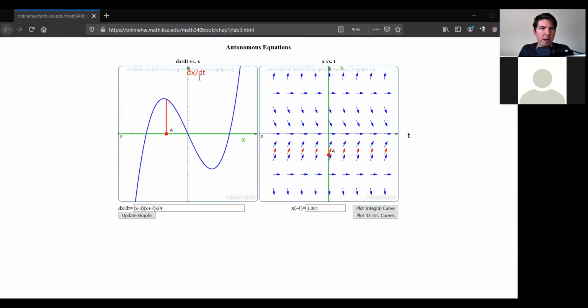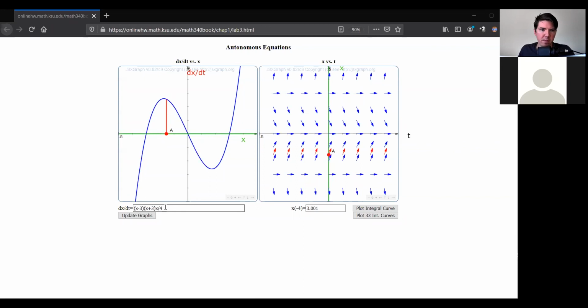So note that we have dx dt, which is right here. Then we have the x-axis, which is along here. It's the exact same x-axis over here on the right. And then we have the t-axis.